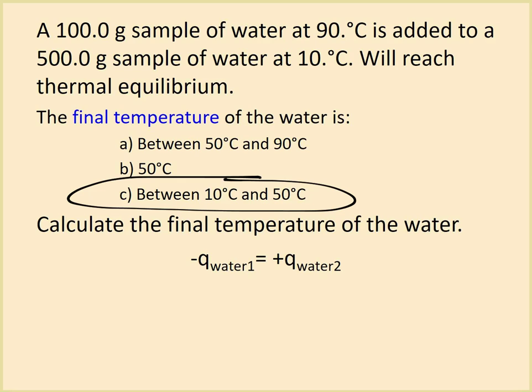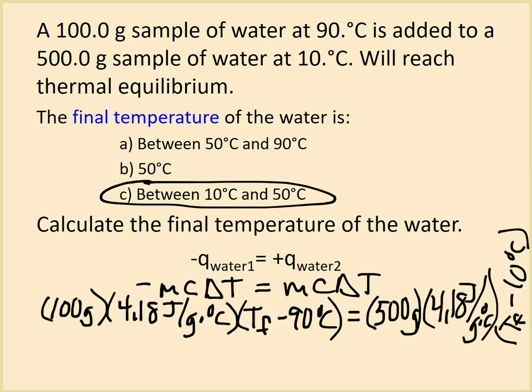And it says calculate the final temperature of the water. So this one is set up a little bit differently. I'm going to have my water sample on one side and the second water sample on the second side. And I know that the hot water is going to lose heat, and I know that the cooler water is going to gain heat. So you want to make sure that you put those signs in there just to show the flow of heat.